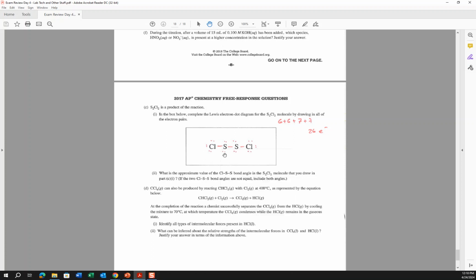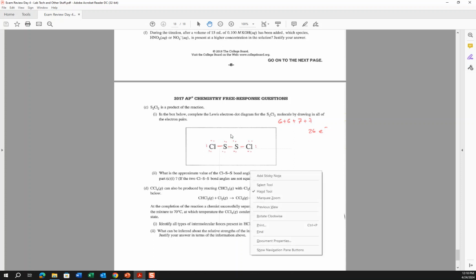But now they're asking about bond angles. Remember, this bond angle is not 180. 109, 4 domains say 109. You could say 105 if you want to because it's bent, okay? But be careful with that. They drew them straight across on purpose to make you say 180 when you get to this question.